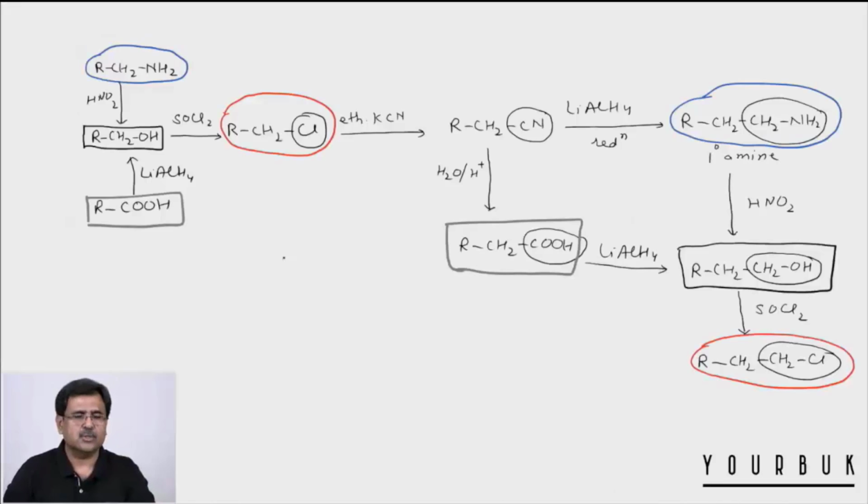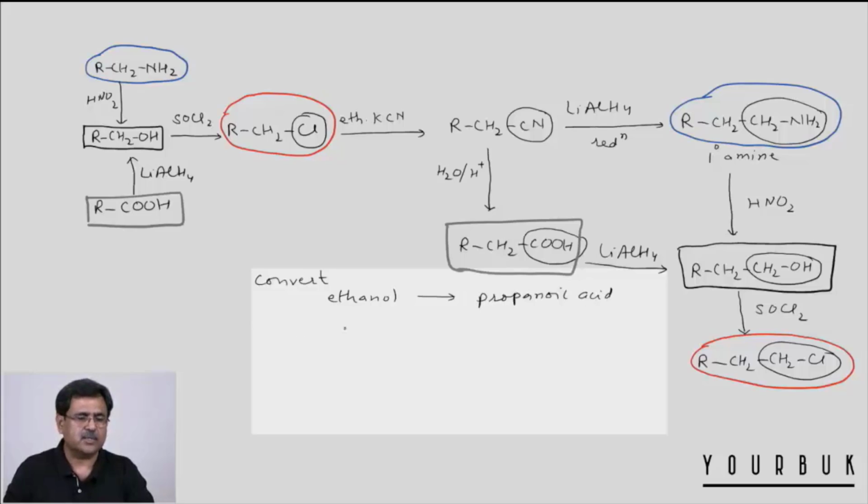Now, what is the meaning of crossing the series? It means you can change one functional group into another with one extra carbon atom. For example, this is the question given: convert ethanol into propanoic acid.